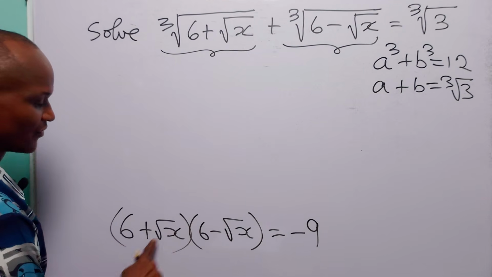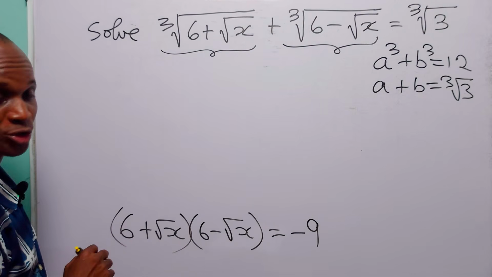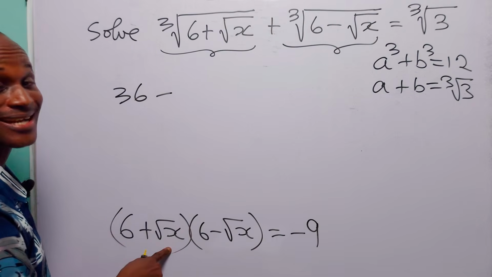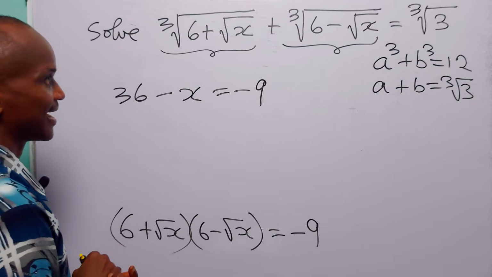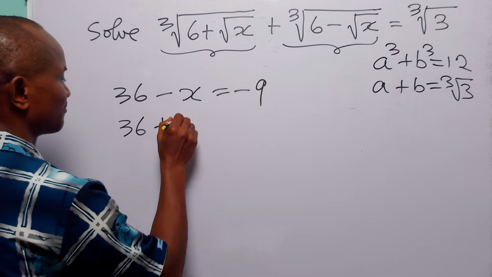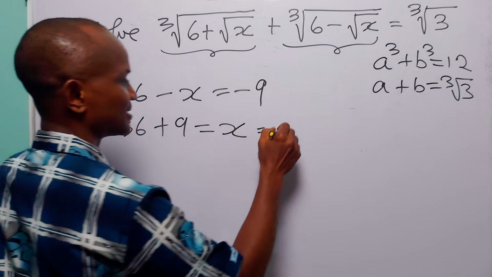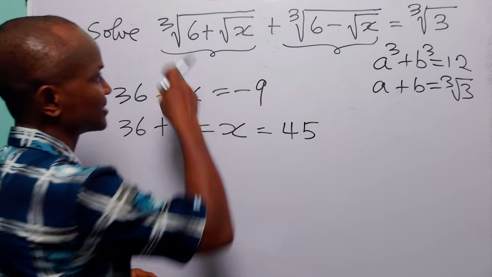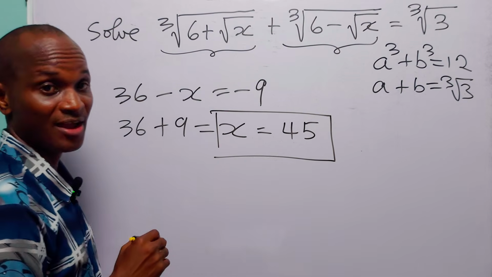Now, you know that the product of these two factors is going to give us the difference of two squares because they are conjugates. 6 squared is 36. Root x squared is x. So 36 minus x is equal to minus 9. Rearranging this equation, we have that 36 plus 9 is equal to x. Now, 36 plus 9 is equal to 45. So that simply means that the only real value of x that satisfies this cube root equation is x equal to 45.